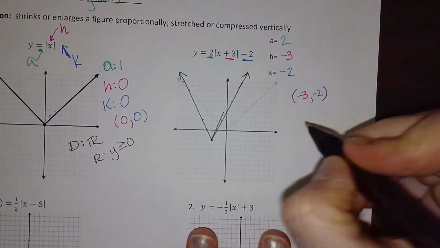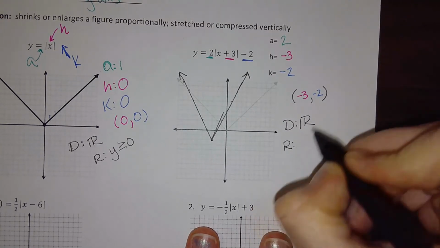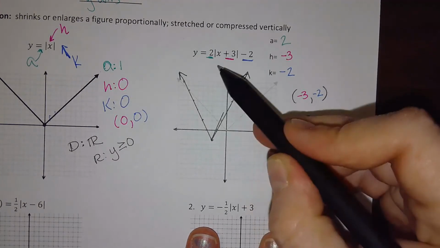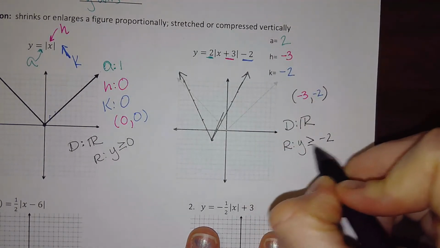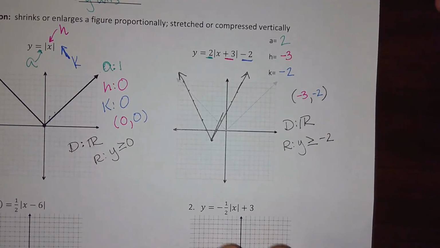So my domain, once again, is all real numbers. Your range is based on this K value, so y is greater than or equal to -2, because my values are moving upward. Also, my A value is positive, so that would also be that.